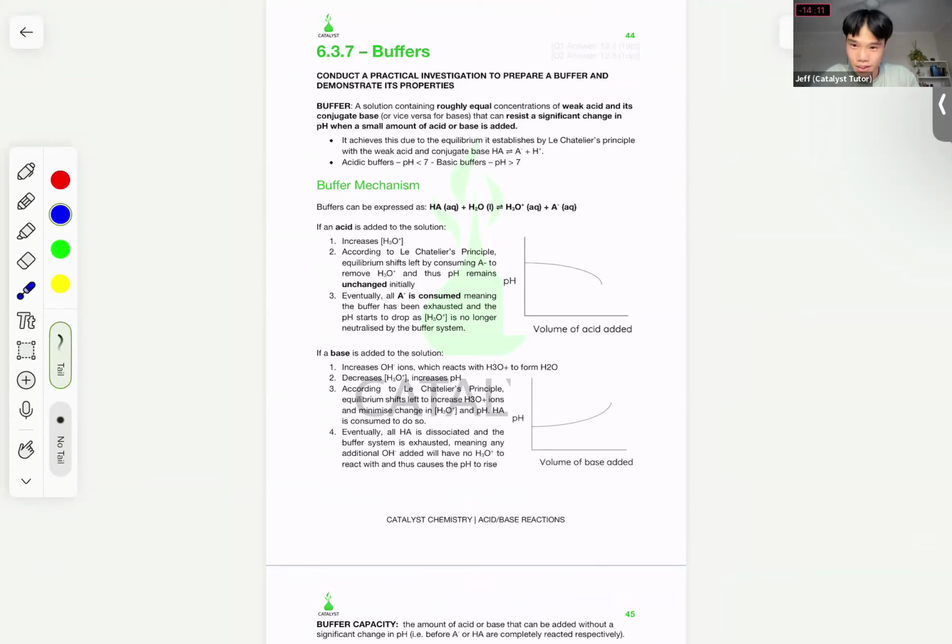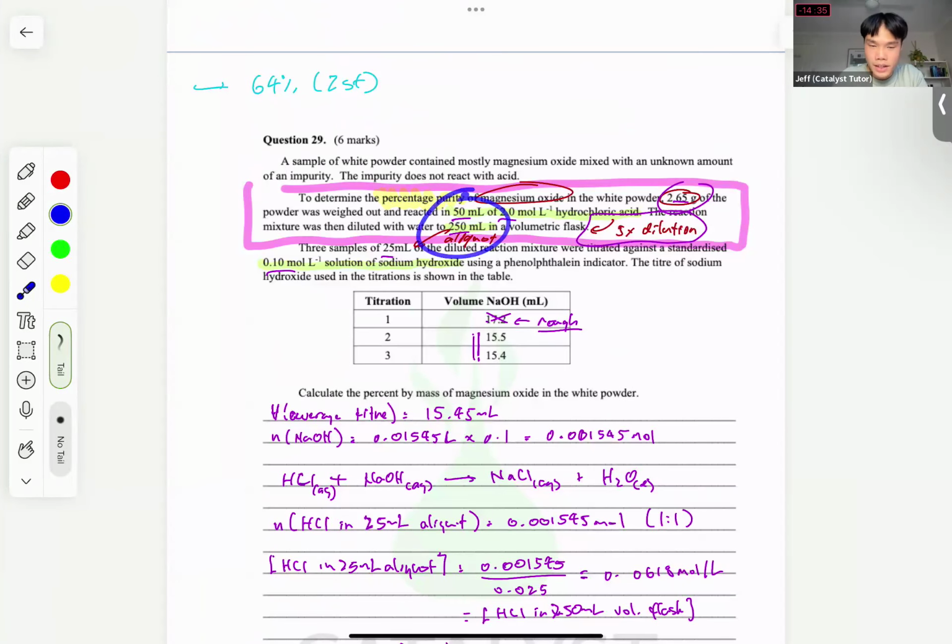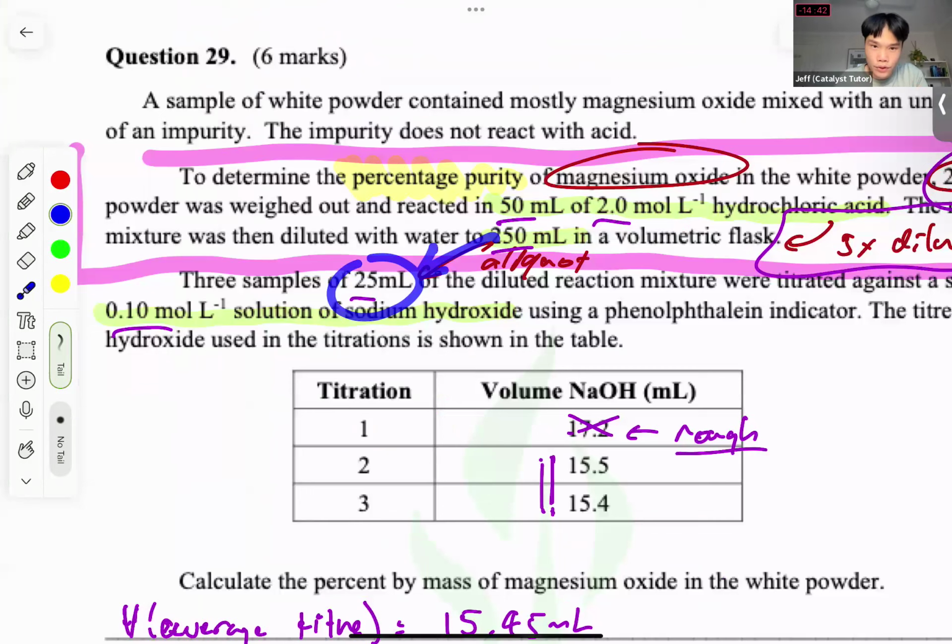One final question before we move on to buffers. The moles of the aliquot will be the same for 50 mLs and 250 mLs. I'll just paste this in the chat so everyone's not lost. When we talk about the 50 mL solution versus the 250 mL solution, that's not an aliquot. The aliquot is the 25 mLs that was taken from the 250 mLs.